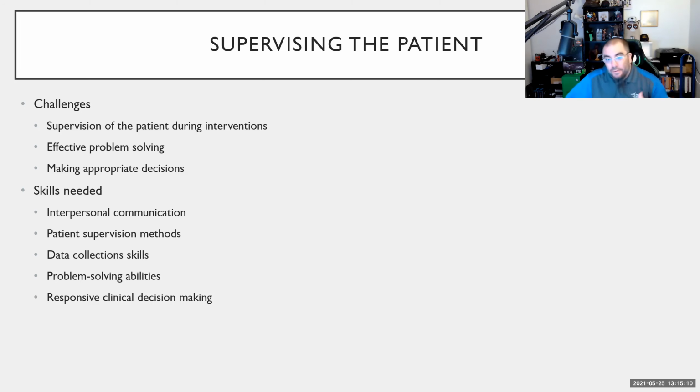You have to talk about different patient supervision methods because there are different ones. There's hands-on, there's hands-off. There's distant supervision, meaning giving your patient a chance to fail a little bit without being a mother hen, right? We all know about those.